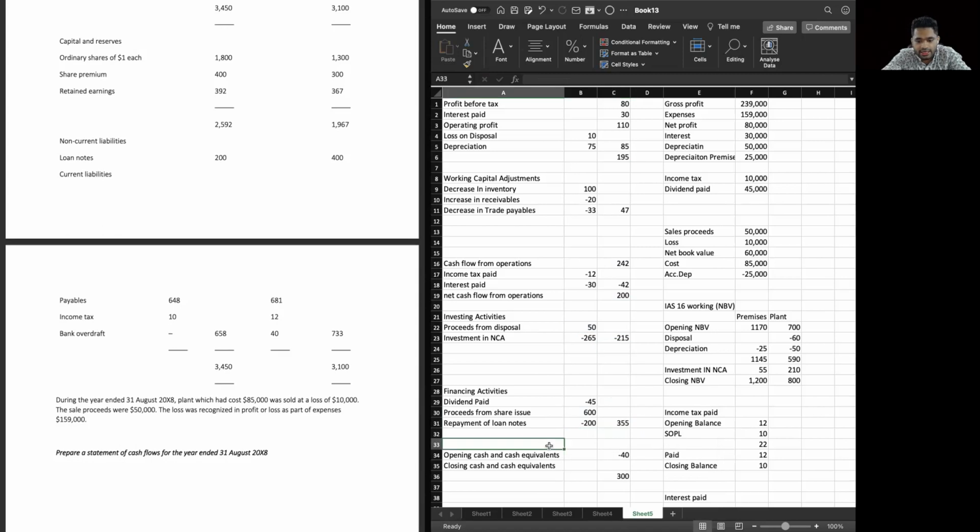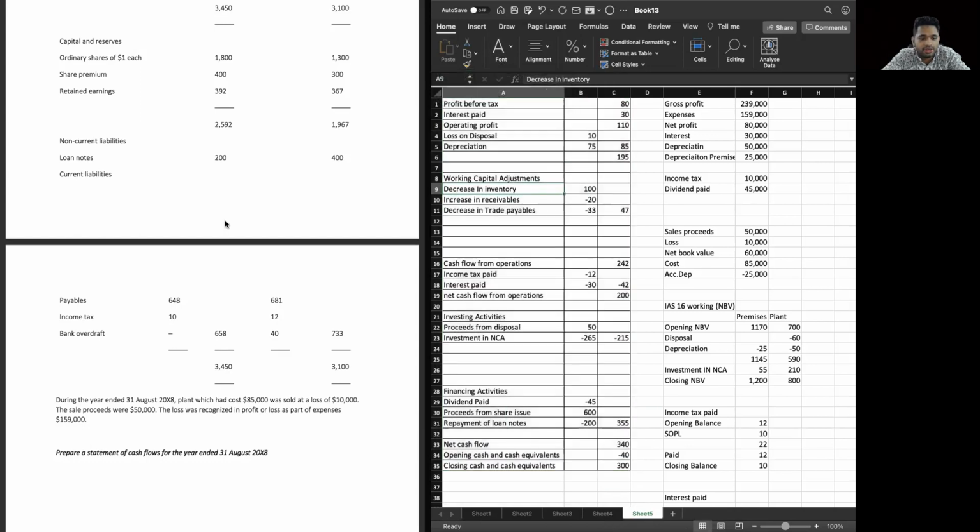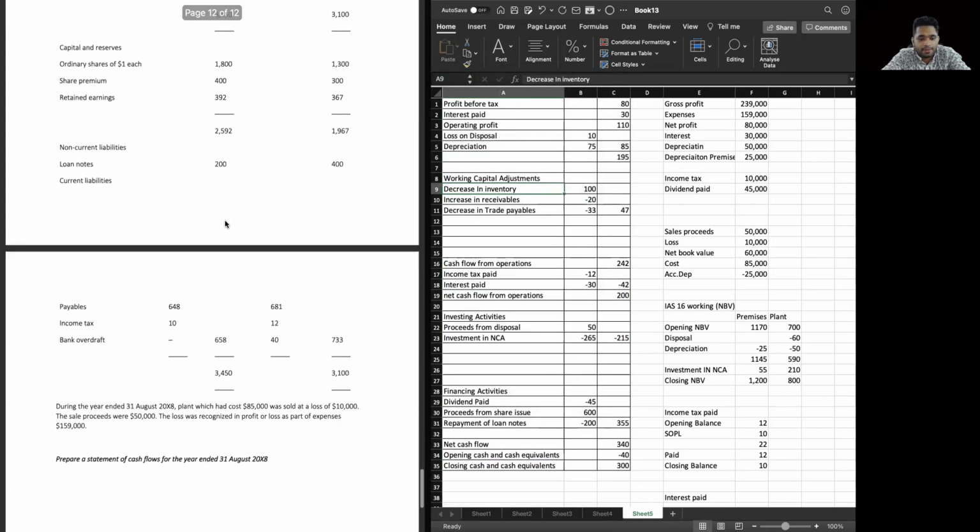So our net cash flow is going to be 200 minus 215 plus 355, that will be 340. So 340, which is a cash inflow, added to the minus figure of 40, your closing balance has to be 300. So it tallies up. So that means our statement is correct. So this is going to be the answer for question number 3.